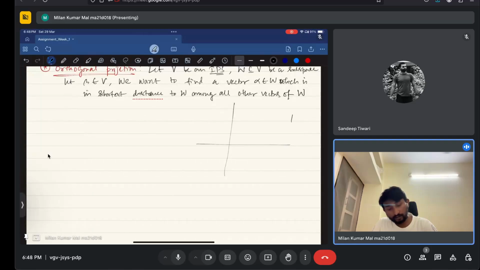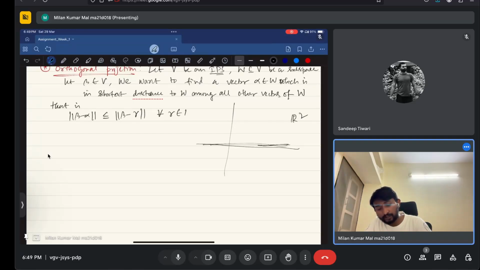This is R2, right? We know this is the R2 vector space. So suppose this is the... So that is what I just want. That is norm of beta minus alpha must be less than or equal to norm of beta minus gamma for all gamma belonging to W. We are given a vector beta belonging to V. We want to find a vector alpha in W such that it will be the shortest distance among all other vectors of W. That means if I take any vector from W, among all these distances from beta, this alpha will be the one for which the distance is shortest.